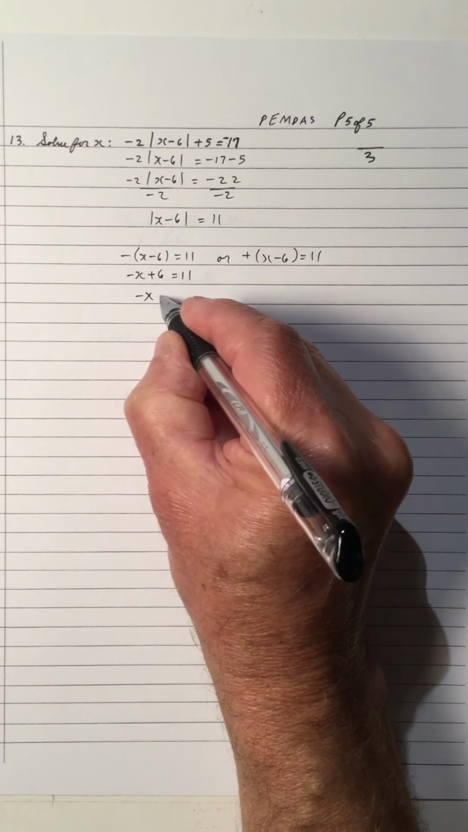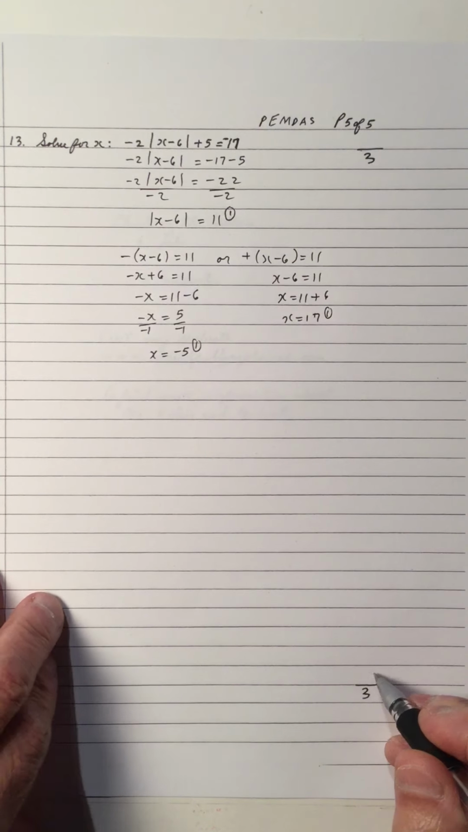X minus 6 equals 11 because it doesn't change with the plus. 11 plus 6, x is 17. And if you check by plugging it back in, this is 1 mark for getting this equation, 1 mark for this answer, and 1 mark for this answer, 3 altogether, and 3 for that page.